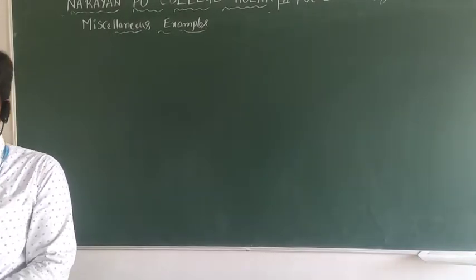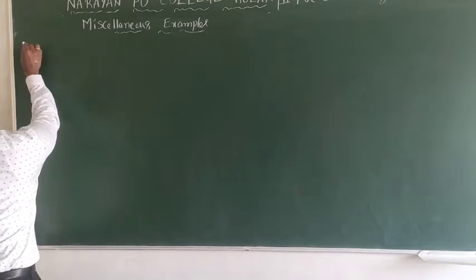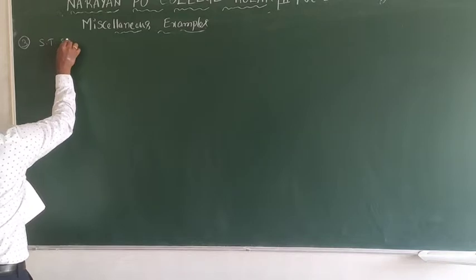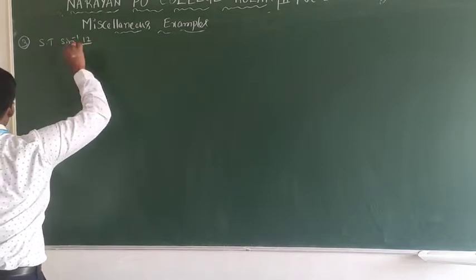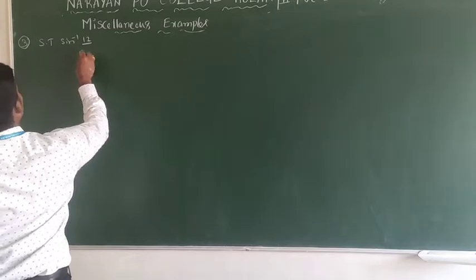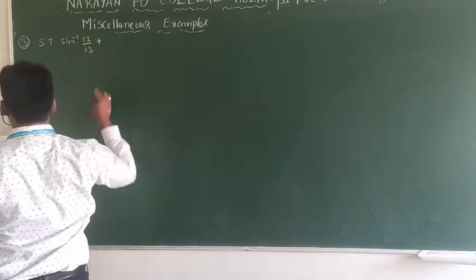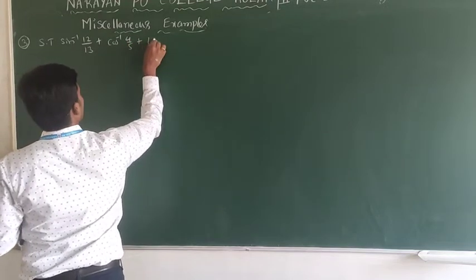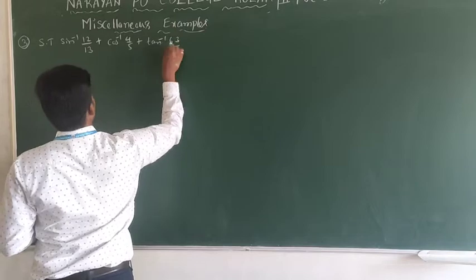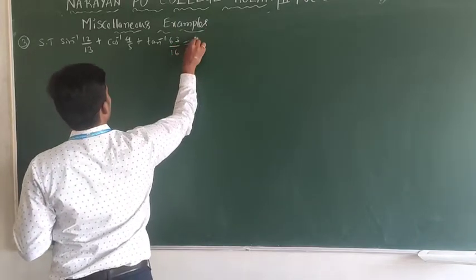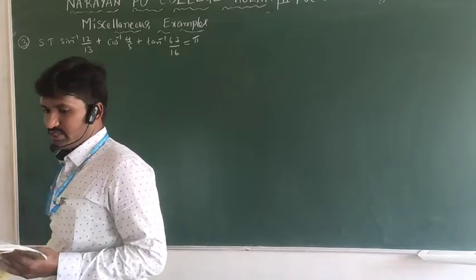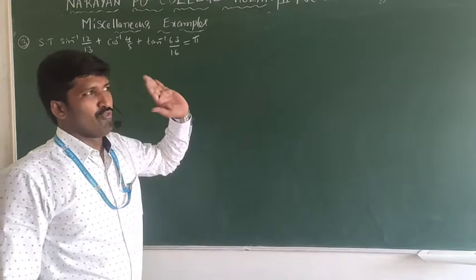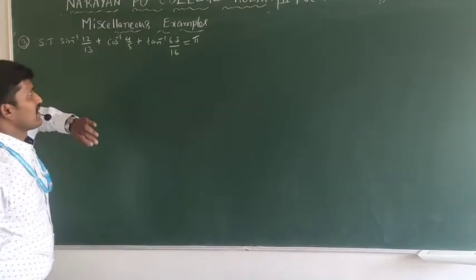Next question. Third one, third example. Show that sin inverse of 12 by 30... different forms are there: one sine inverse, cos inverse and tan inverse.